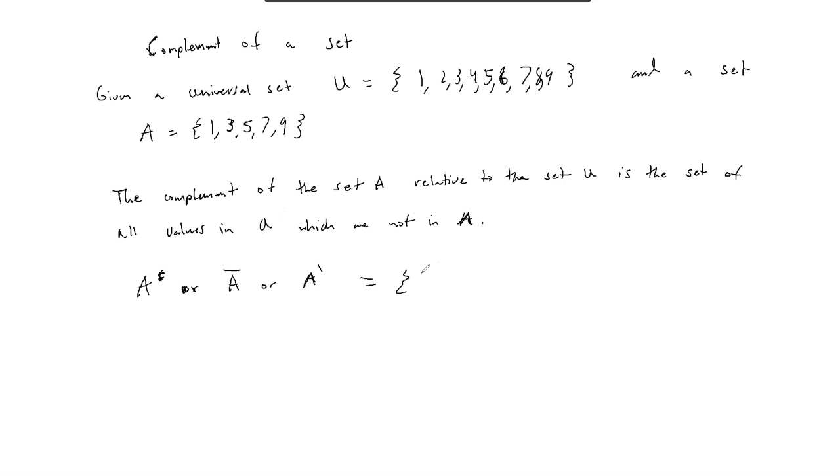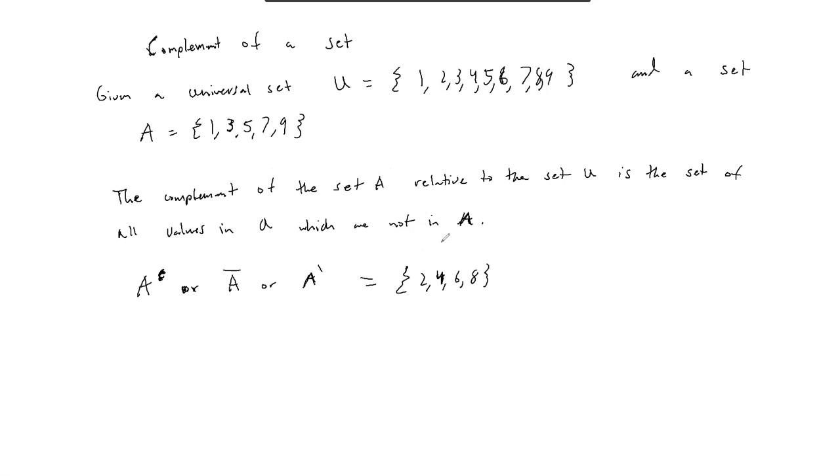So that would be 2, 4, 6, and 8, right? Just the even digits I have here. 1, 2, 3, 4, 5, 6, 7, 8, 9. Remove the values in A. That's the complement. So the complement is always relative to some larger set. Otherwise, if we don't know what that is, it's ambiguous as to what this complement would be if we don't know what universal set we're working with.